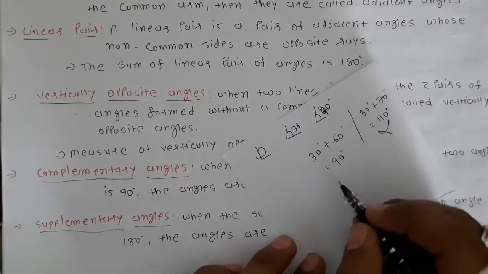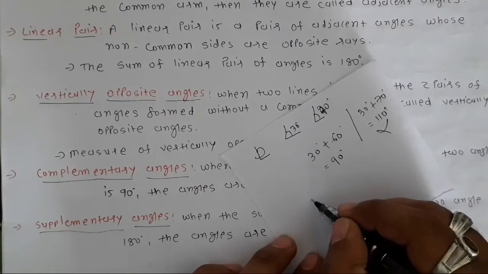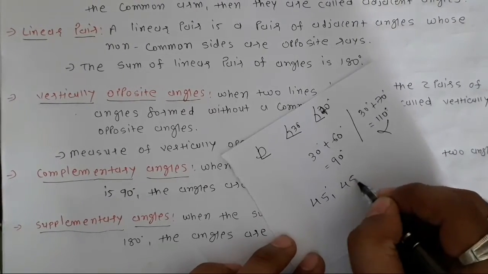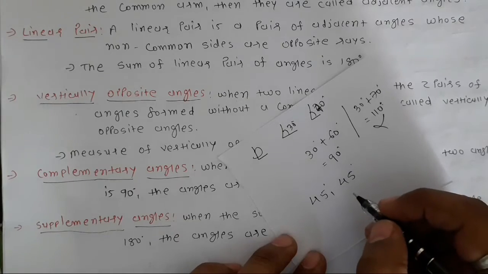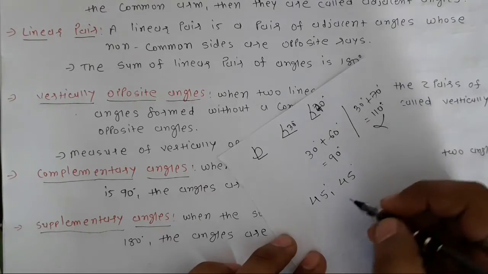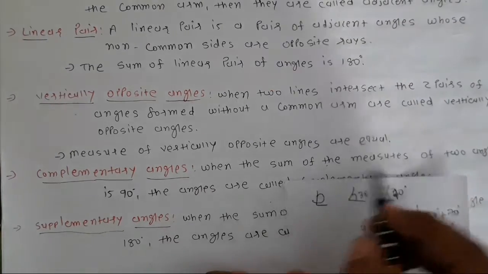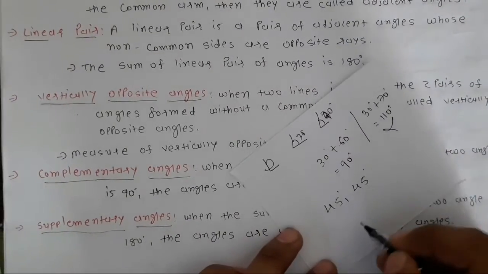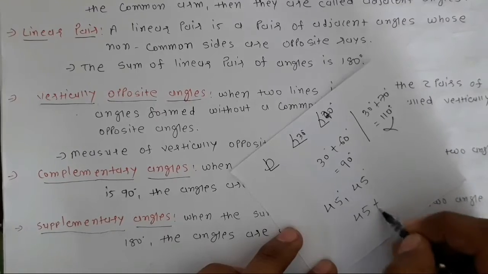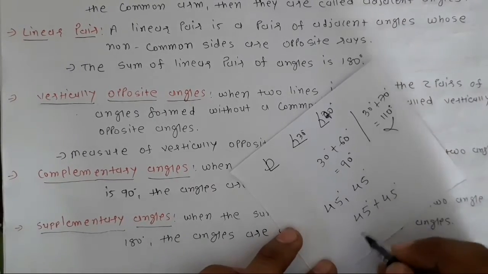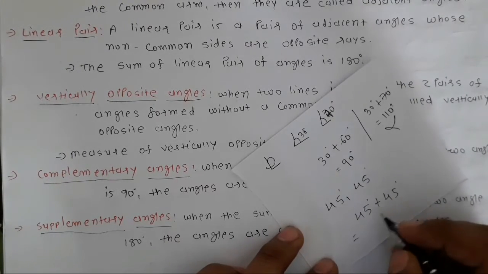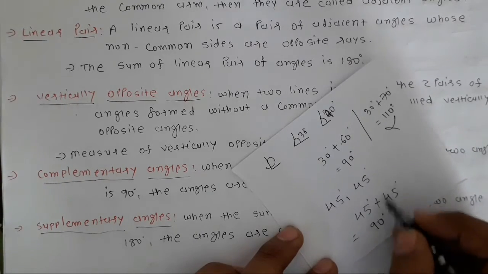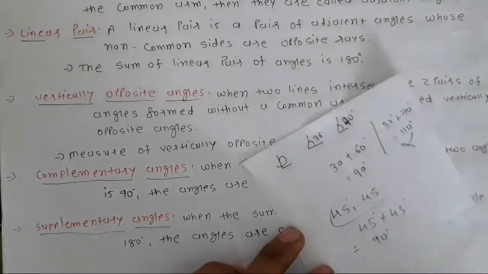For example, in an exam the question may be: are 45 degrees and 45 degrees complementary angles? For that you have to check. We know that the sum of the measures of two angles in complementary angles is 90 degrees. So we add 45 degrees plus 45 degrees and check whether the sum is 90 or not. 45 plus 45, the answer is 90 degrees. So yes, both the angles are complementary angles.